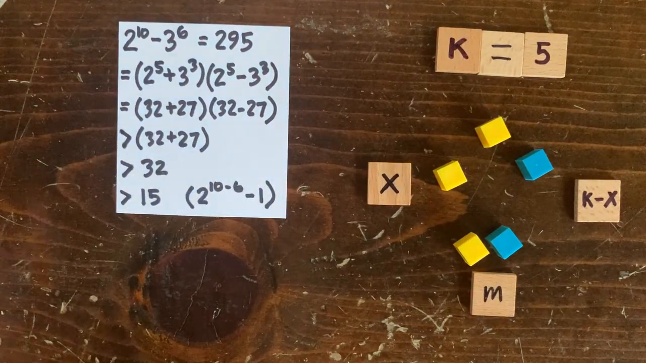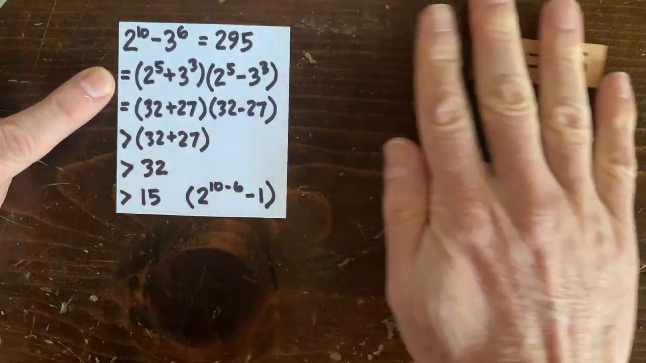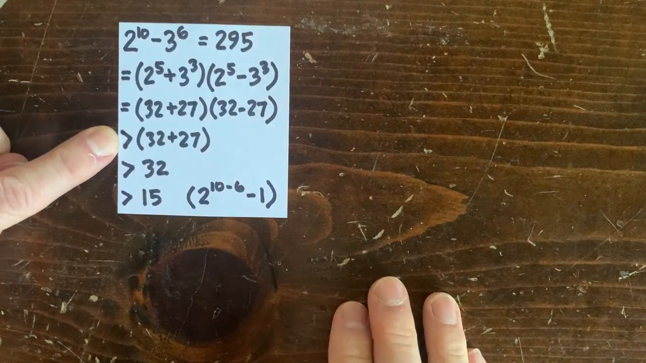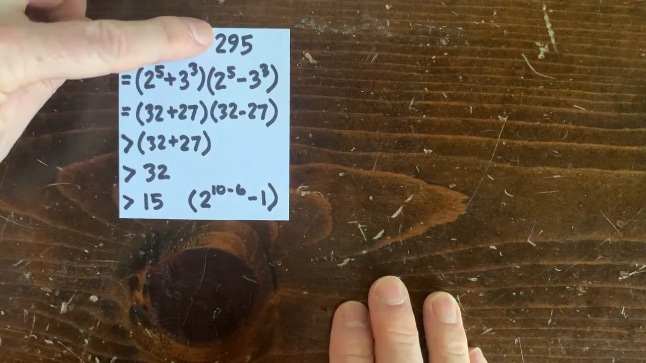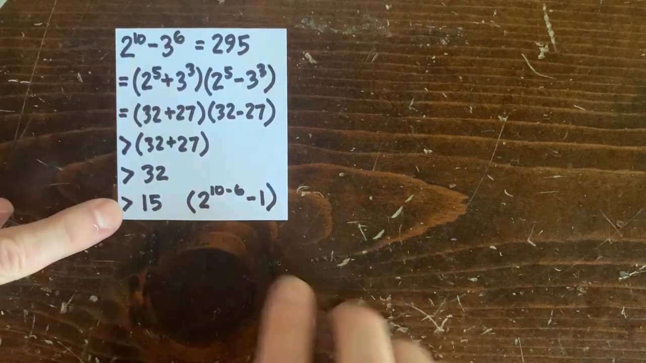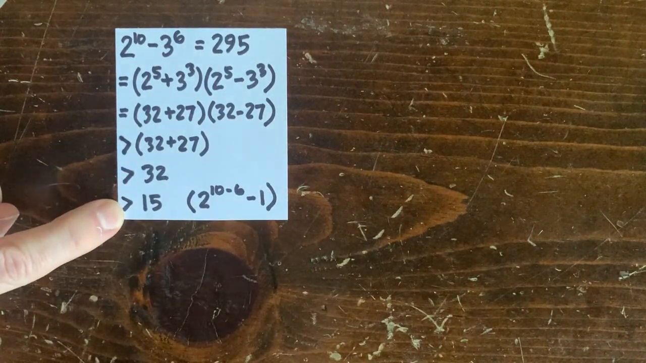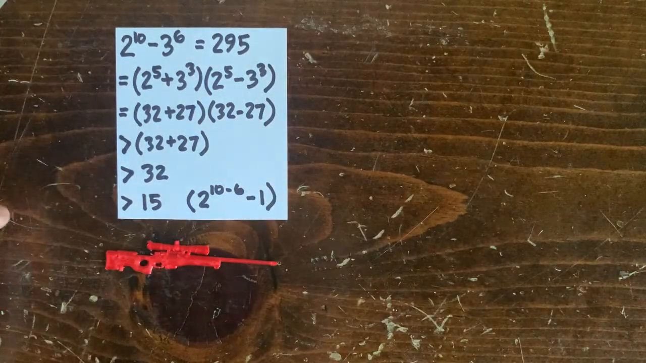If we factor this, we get 2 to the 5th plus 3 to the 3rd times 2 to the 5th minus 3 to the 3rd, which is 59 times 5. That product is obviously bigger than 59 itself, and this sum is obviously bigger than 32 by itself. So 295 is bigger than 32, but 32 is enough to do the job because it's bigger than 2 to the k minus x minus 1, which is 15. Thanks, sniper rifle.